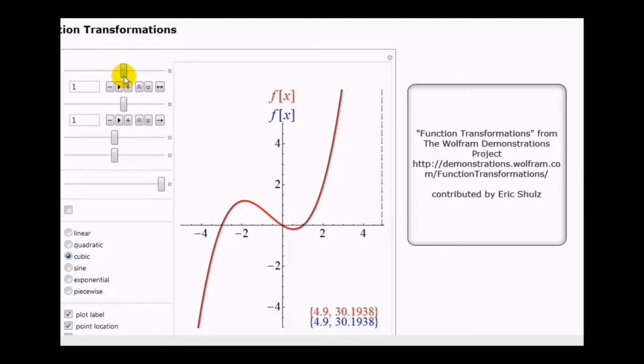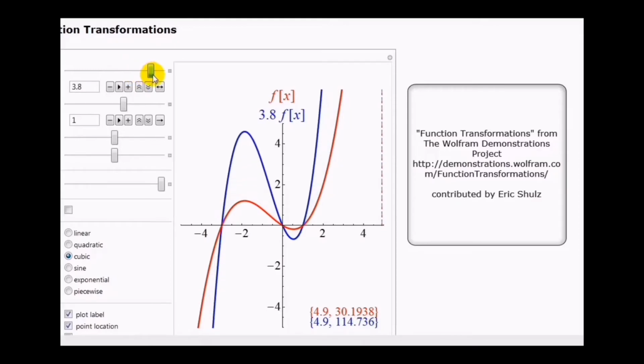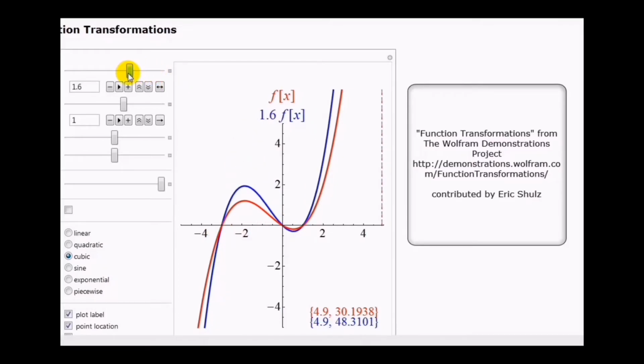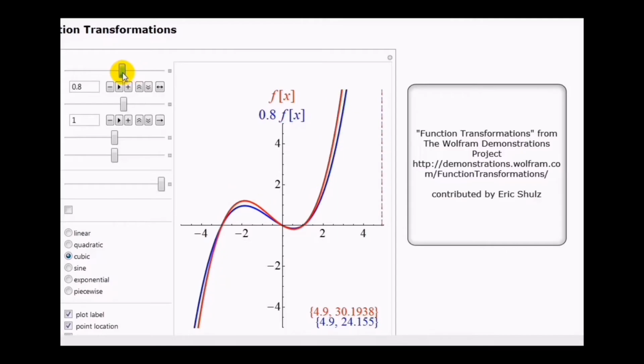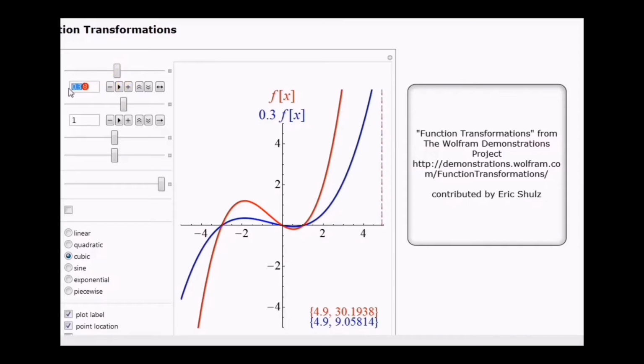So the red function is the parent function and the blue function is the transformed function. When a is greater than 1, the blue function is stretched vertically by a factor of a. Also notice that the x-intercepts do not change when we stretch the graph vertically, or when a is between 0 and 1 and the blue function is compressed vertically.